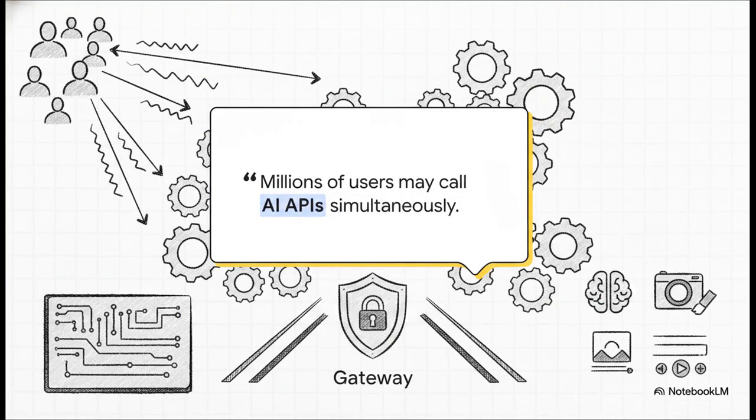And then, of course, there is the explosive world of artificial intelligence. Millions of users might be calling AI APIs simultaneously. The gateway handles authentication, rate limiting, and traffic management. Seriously, if you think about the staggering scale of modern AI infrastructure right now, exposing large language models, image generation, and streaming APIs to the entire globe, an API gateway is absolutely non-negotiable for their survival.